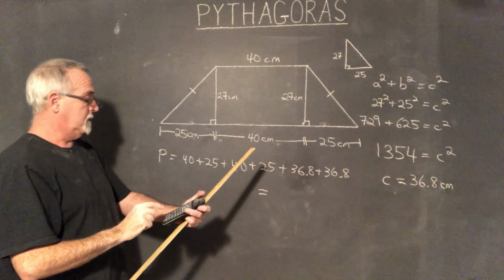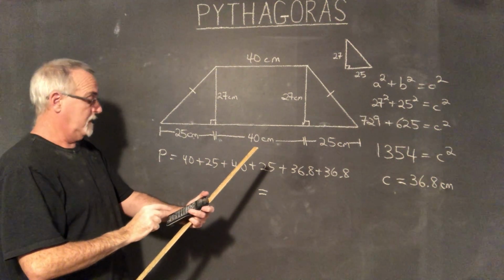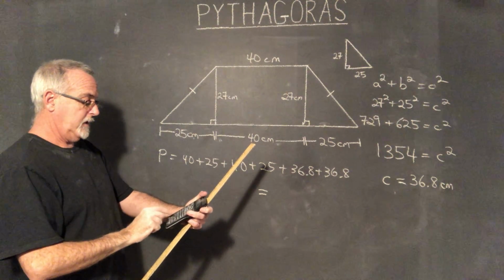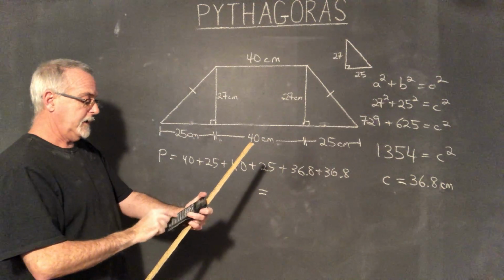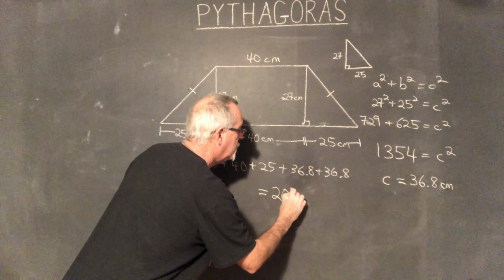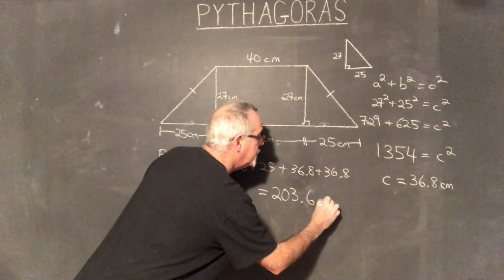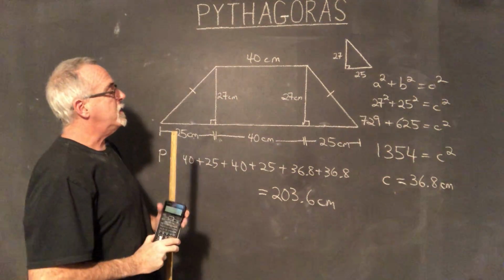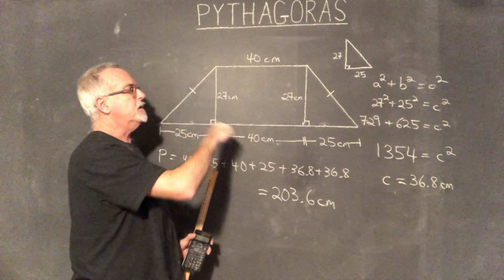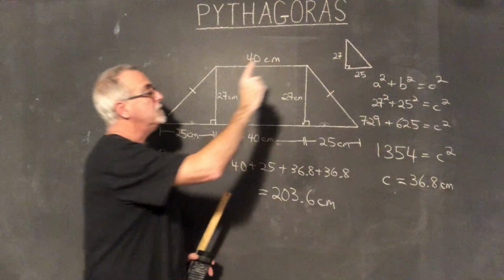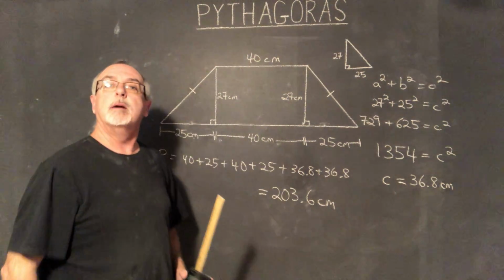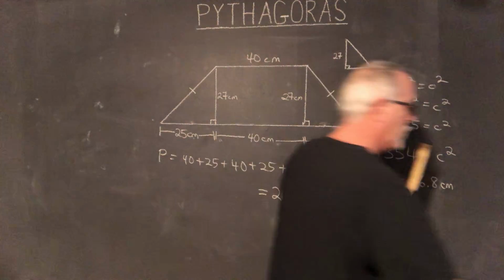40 plus 25 plus 40 plus 25 plus 36.8 plus 36.8 equals 203.6 centimeters is the perimeter that I got, partially by knowing some side lengths of the original trapezoid, and partially by knowing how to use Pythagoras' theorem. Interesting. That was fun. And there is time to do one more, and I'm going to do one more.